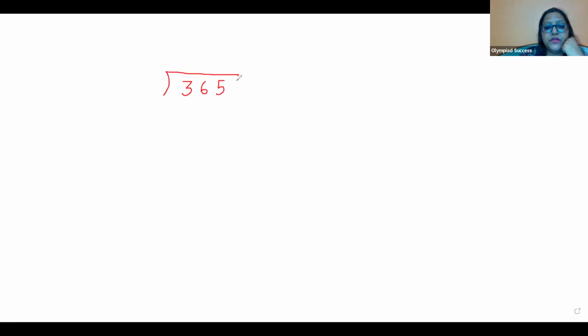365 divided by 7. We'll be checking digit by digit. We cannot go with 1 digit, so I'll be going with 2 digits together. This is 36. Now, which number in the table of 7 is closest to 36 and smaller than 36? 35. Yes, 7 times 5, we get 35.